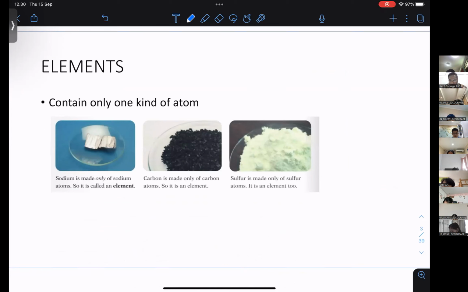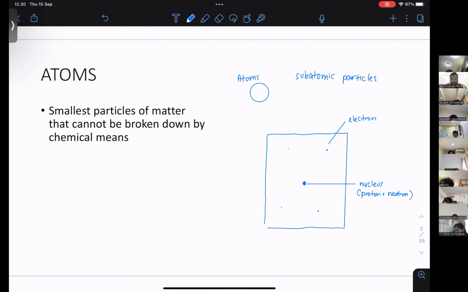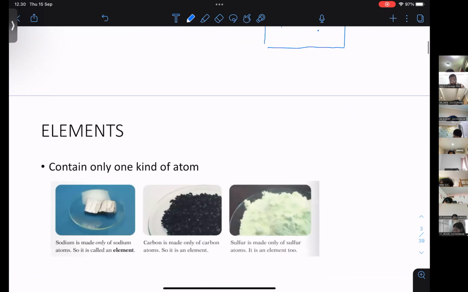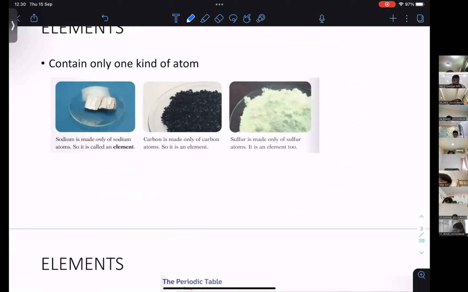Atom, we already know, is the simplest form of matter that cannot be broken down anymore by chemical means. If you have only one particular atom, for example, sodium, sodium is only made of sodium, which in your periodic table is Na. So we call it an element. Carbon, if you look at the picture, is an element because it's only carbon atoms. Sulfur is only sulfur atoms. Actually, to be exact, each molecule of sulfur is S8, but whatever it is, it's still an element, the same one kind of atom.